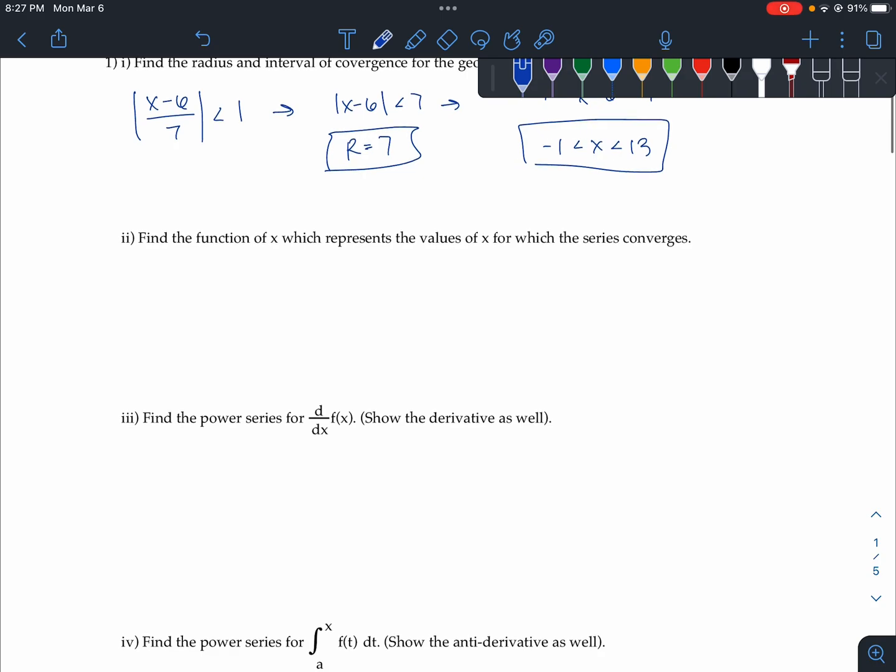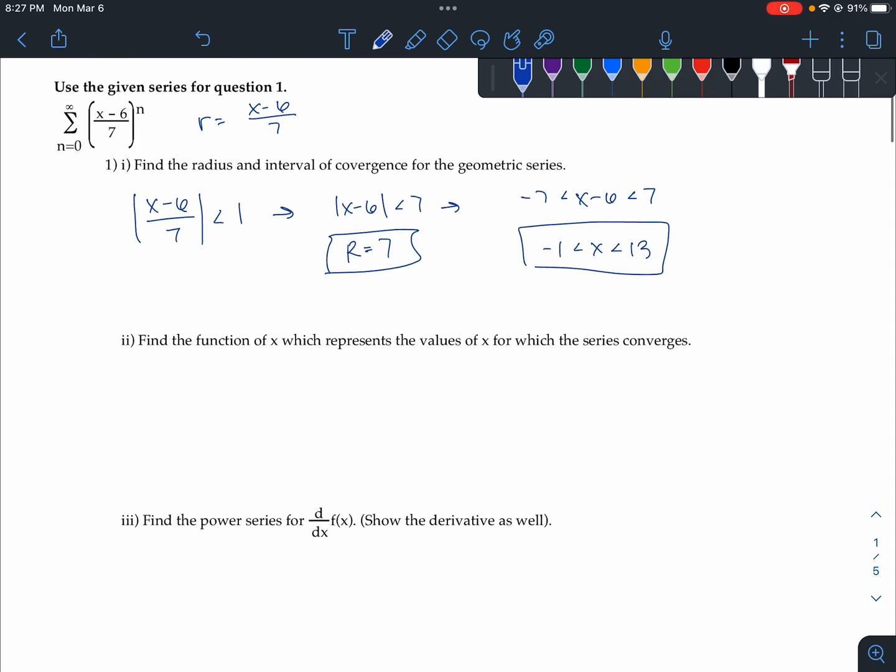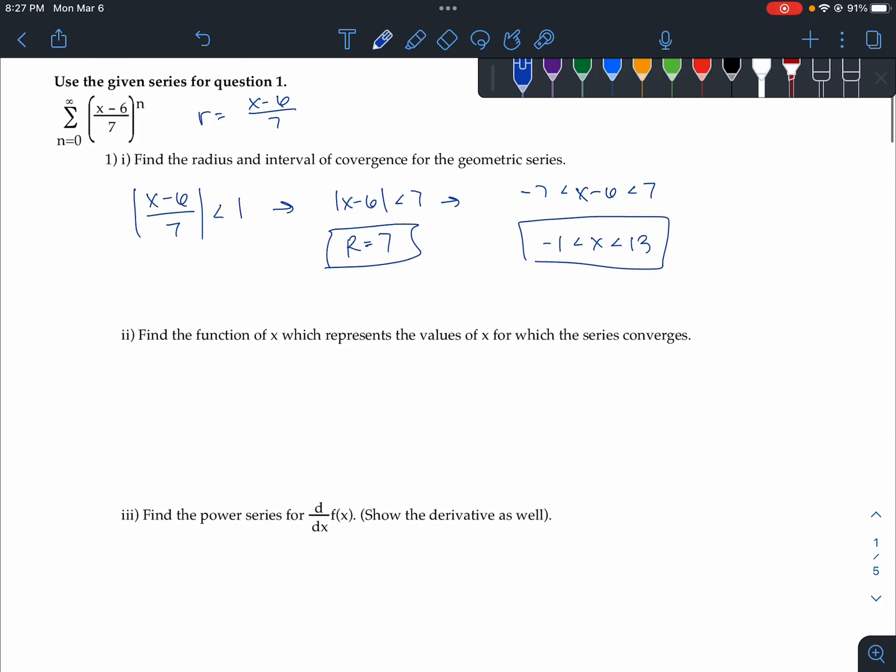Next part is to find the function of x, which the series converges to. In English, that just means what is the function that represents the series that's going on up here. And if you remember, the sum of a geometric series is the first term divided by 1 minus r. In this case, the sum is actually a function, f of x, that's why it's a power series. The first term, if I plug in 0, anything to the 0 power is 1, so the first term is going to be 1, and then 1 minus r, and r is up here, x minus 6 divided by 7.